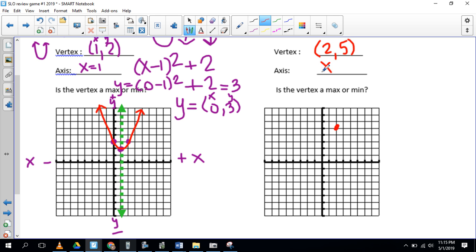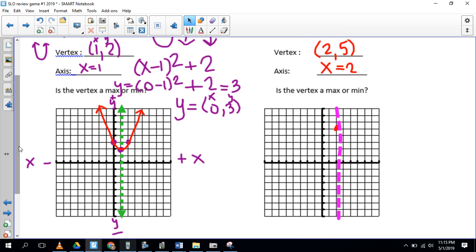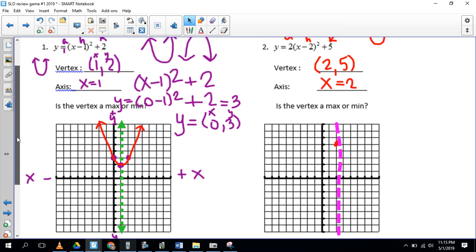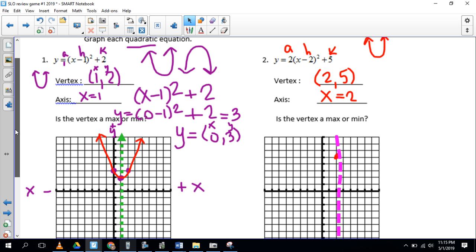So x equals 2. And then I'm going to put my dotted line, I think I may do it this time just to do it. Oh, that's awful. So that will be my axis of symmetry. The last step is that I need to find 2 more points.